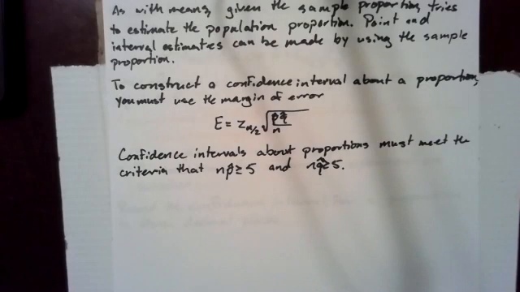As with means, given the sample proportion, we try to estimate the population proportion. Point and interval estimates can be made by using the sample proportion. To construct a confidence interval about a proportion, you must use the margin of error, E equals Z sub alpha over 2 times the square root of P hat times Q hat over N. Confidence intervals about proportions must meet the criteria that N times P hat is greater than or equal to 5 and N times Q hat is greater than or equal to 5.